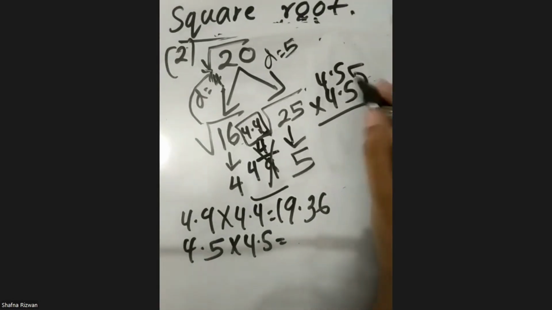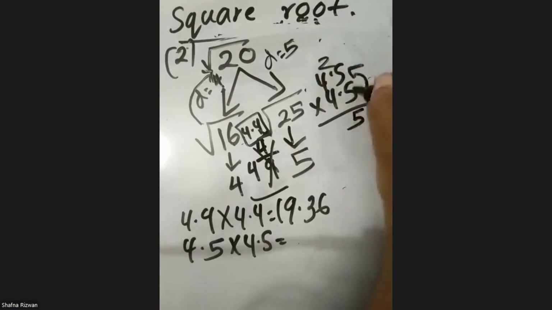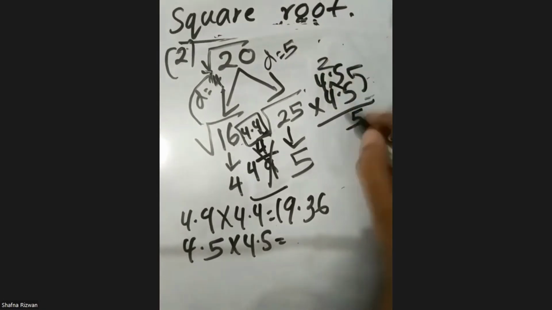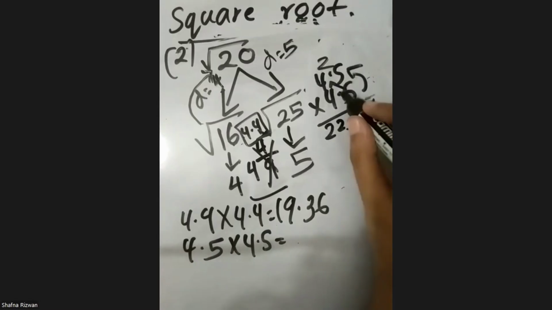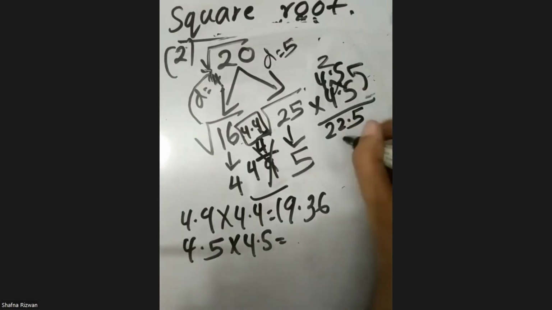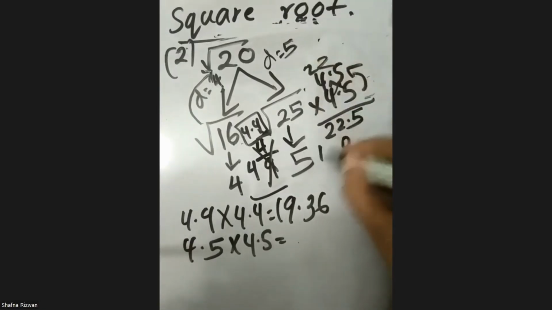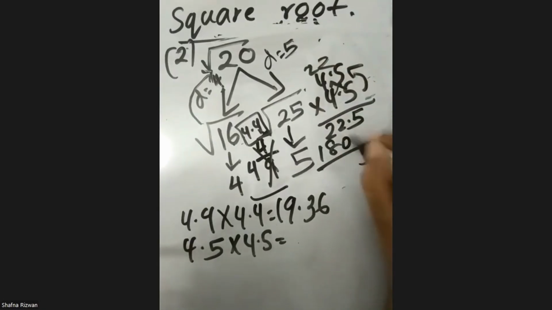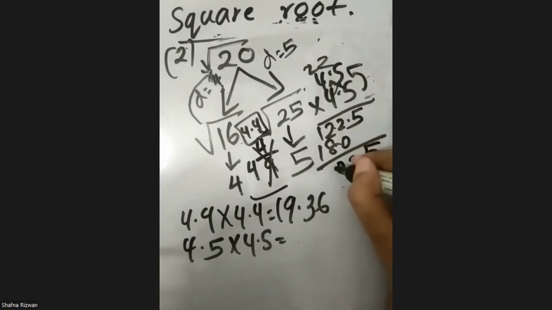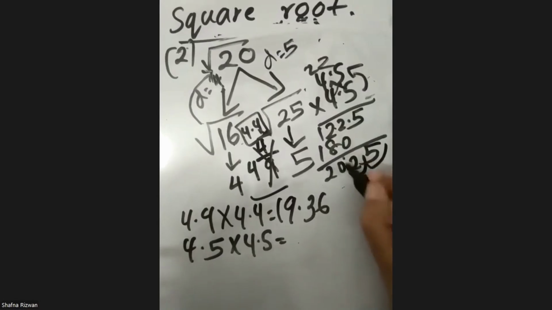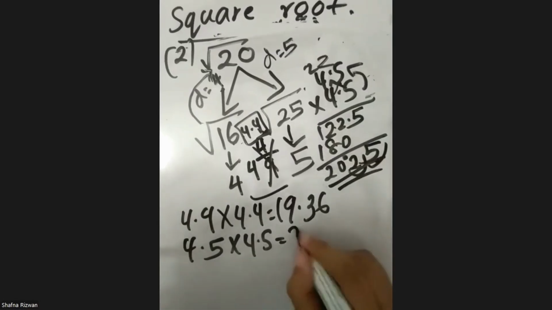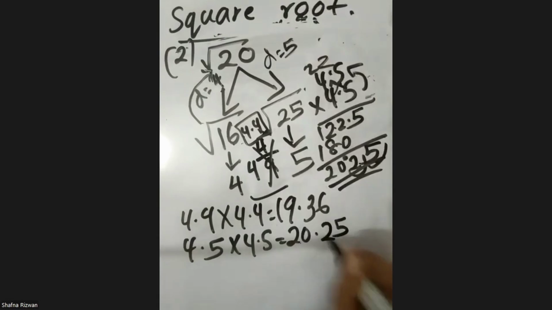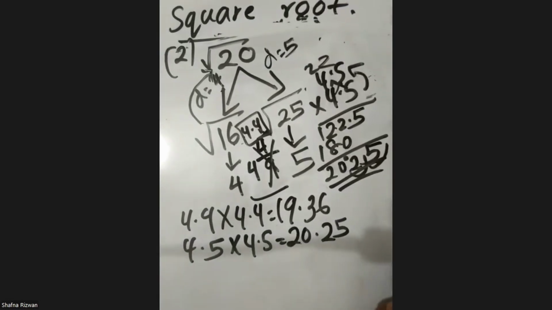Okay, let's try. 5 by 5 is 25. 5 fours are 20. 20 plus 2 is 22. Again, 4 by 5 is 20. 4 fours are 16 plus 2 is how much? 18. Here 5, 2, 8 plus 2 is 10. 1 plus 1 is 2. And here 2 decimal places, so take it to here. So how much are you getting? 20.25. So I'm getting 20.25.